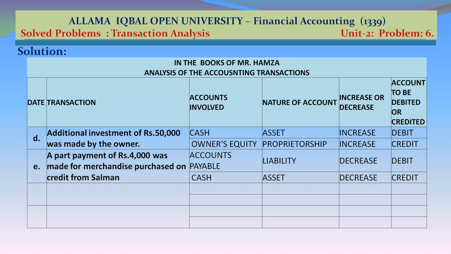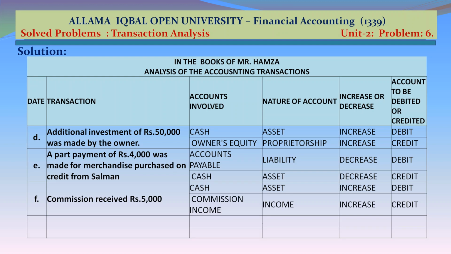E. A part payment of rupees 4,000 was made for merchandise purchased on credit from Salman. Accounts involved are accounts payable and cash. Accounts payable is a liability, cash account is an asset. Liability account will decrease, asset account will also decrease. Accounts payable debit, cash account credit.